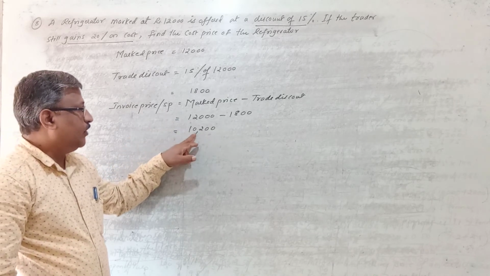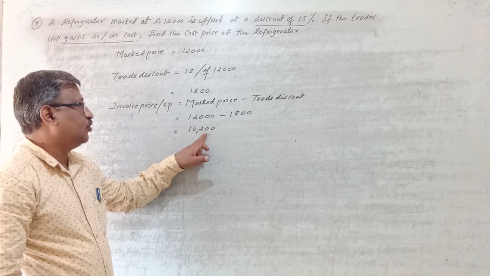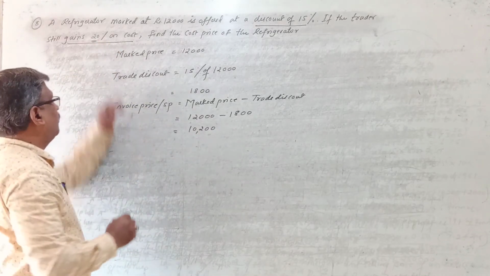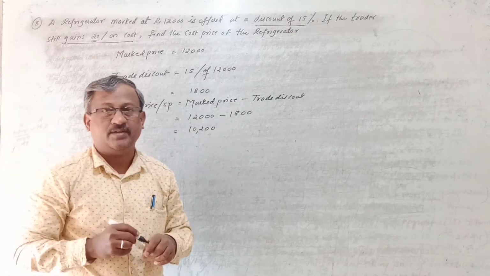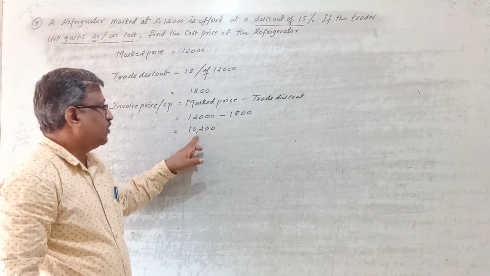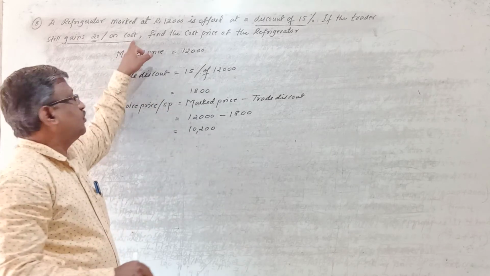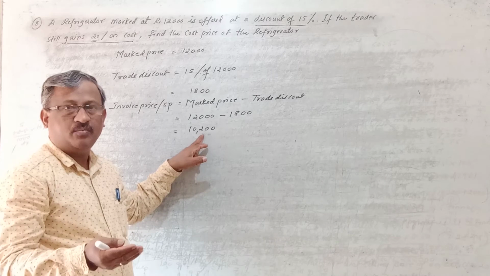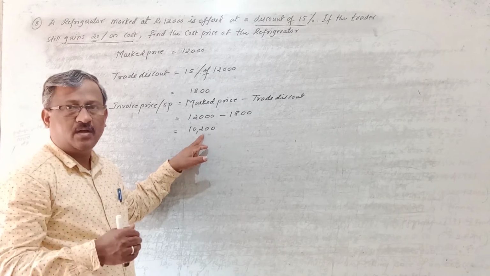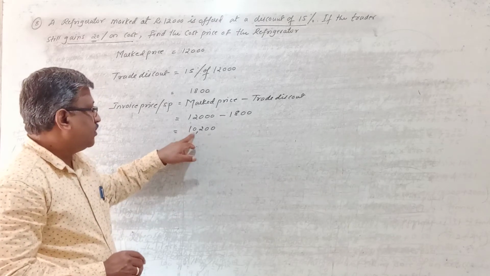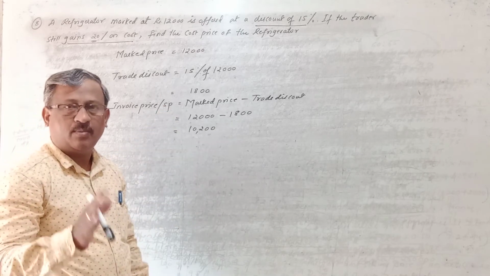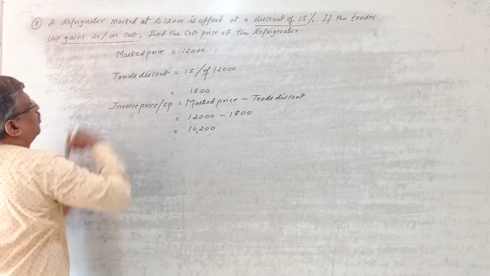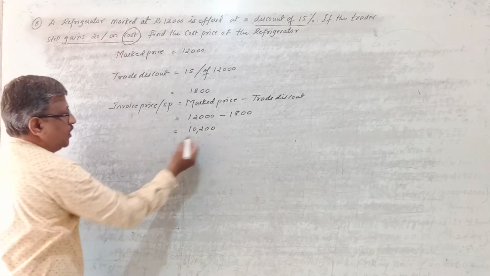Means when you sell that refrigerator for 10,200, the trader gets a profit of how much? They are saying 20% on which price? Cost price. Now the selling price always includes the profit. How much is it? 20%. So from this selling price, if you minus the profit, we get the cost price. So this selling price, we know, includes 20% profit, but on which price is it? On cost price.